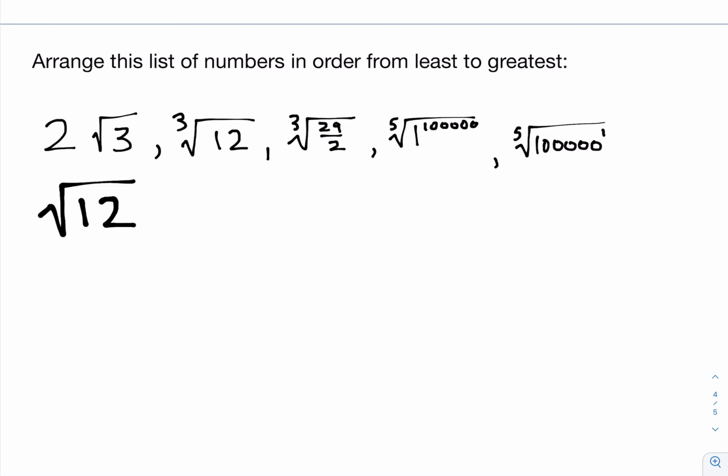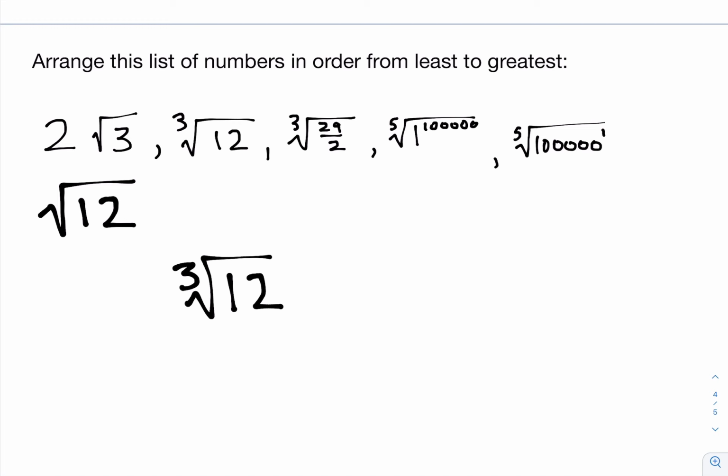Okay, so comparing the first two, the square root of 12 and the cube root of 12, the square root of 12 is going to be more than the cube root of 12. Because with the cube root of 12, we're saying a number times a number times a number is 12. But with the square root of 12, we're saying a number times a number is 12. So whatever that number is, it's going to be higher for the square root of 12. So if our radicands are the same but the index is higher, the one with the higher index is going to be a lower overall value. Okay, so right now I know the cube root of 12 is going to be less than the square root of 12.